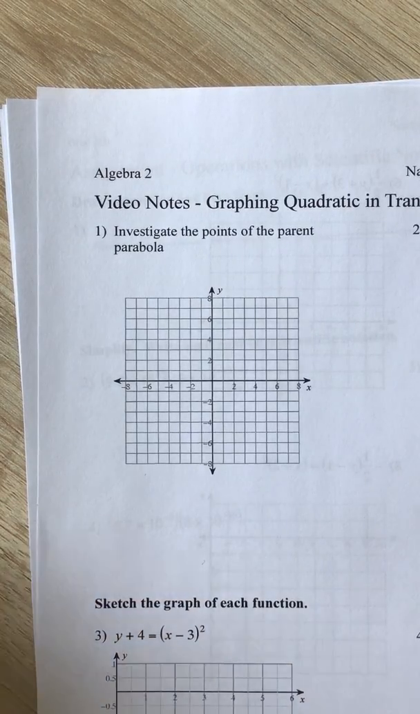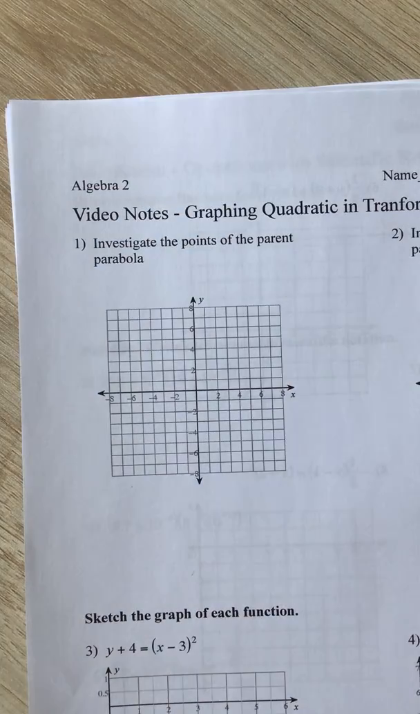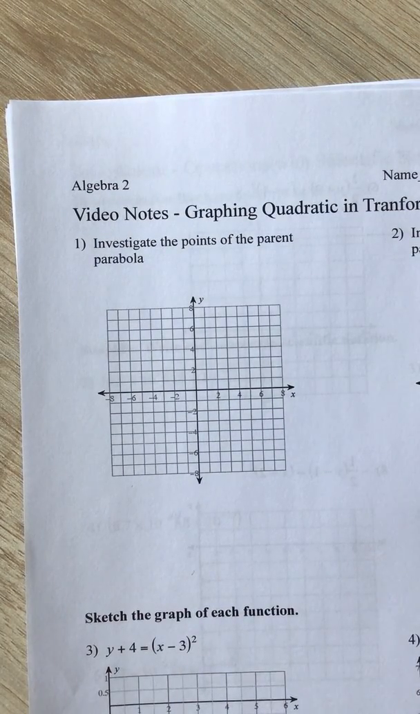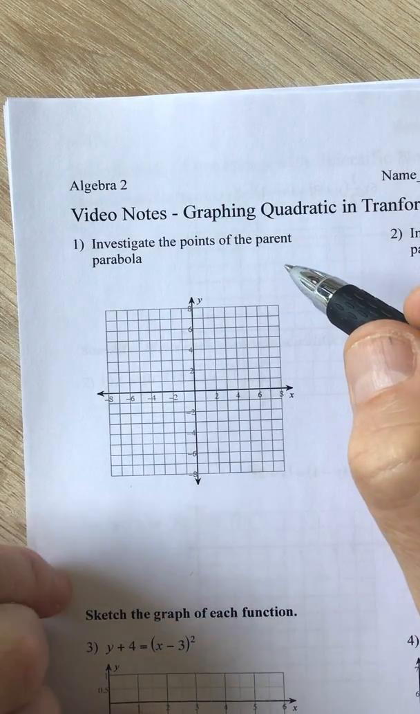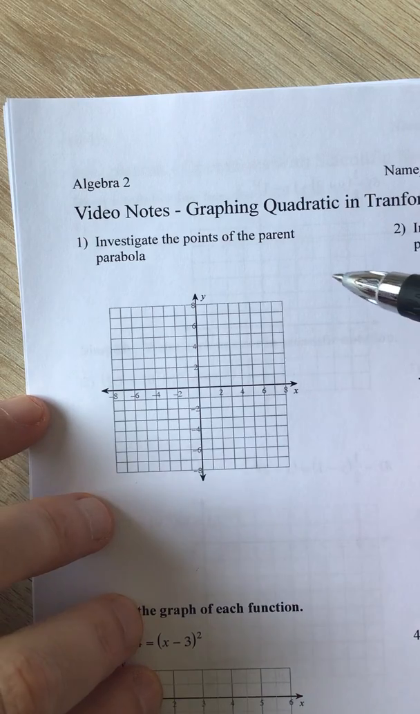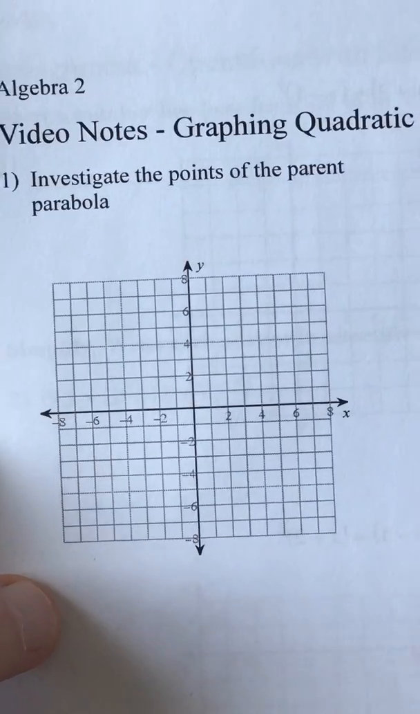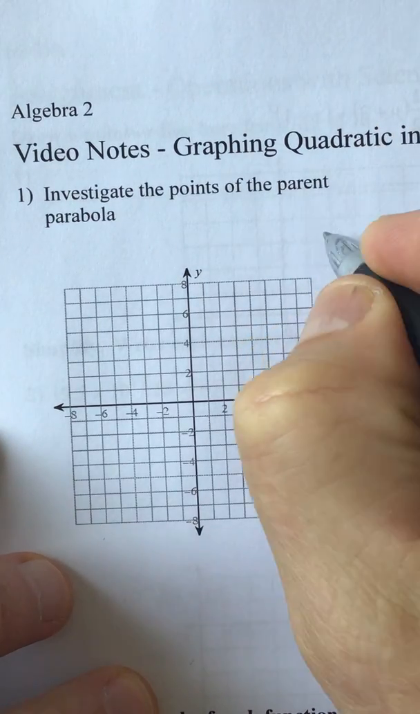Okay, so the whole next series of lessons is going to be on graphing quadratics. And before we even start doing that, one of the essential things that we have to know is what is a quadratic supposed to look like? If there's no shifts or no stretches or anything weird going on with it, what's it supposed to look like? So here's what a quadratic is.